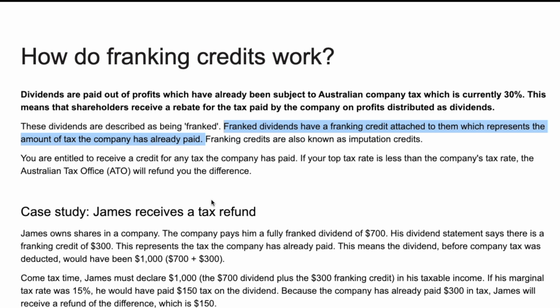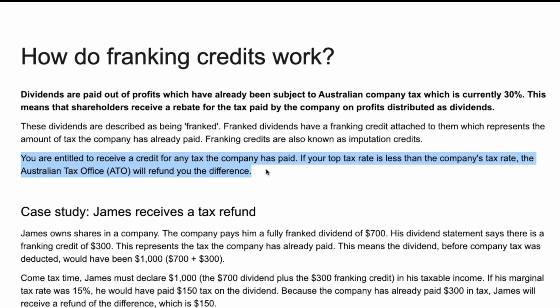So simply put, the company is passing on the credit to you that they have already paid, which can be used to reduce your total tax payable. You are entitled to receive a credit for any tax the company has paid. If your top tax rate is less than the company's tax rate, the ATO will refund you the difference.